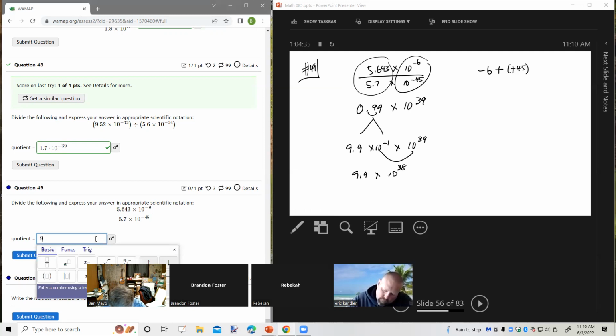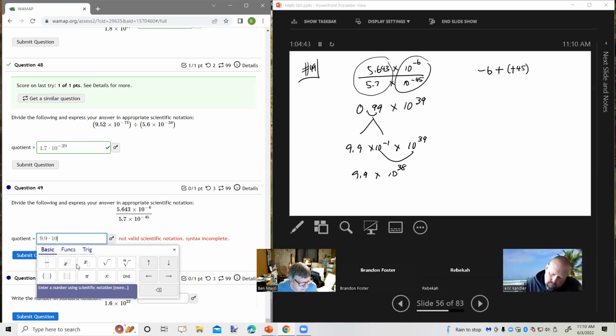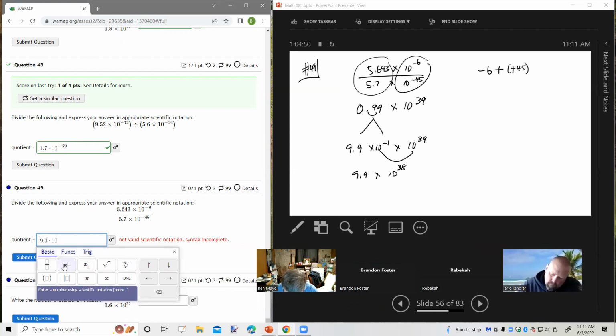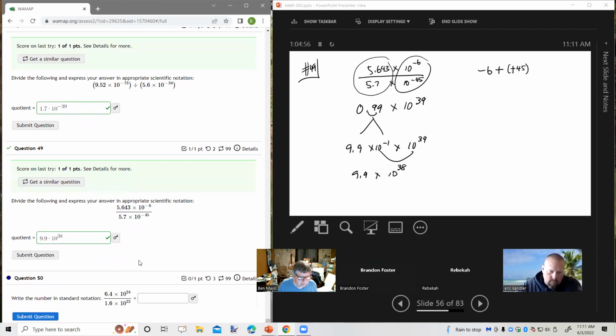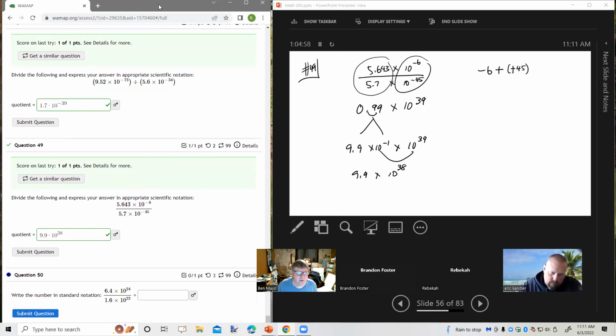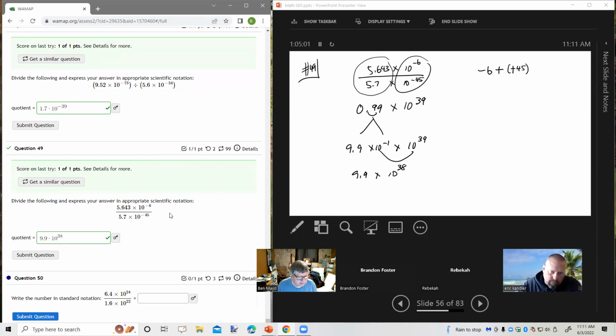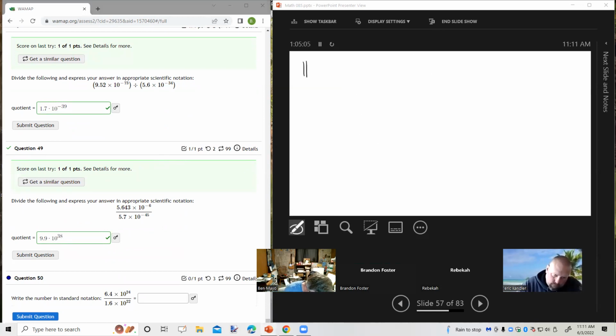So 9.9, and let's see here, times 10. I'm gonna move this out of the way here. To the 38th power. Okay, and number 50, running out of room here, that must be the last one. Okay, number 50.